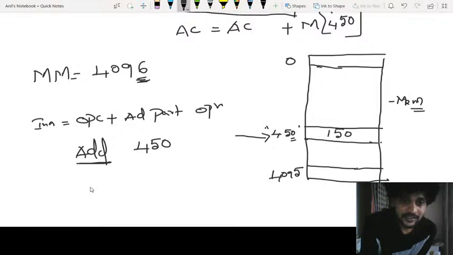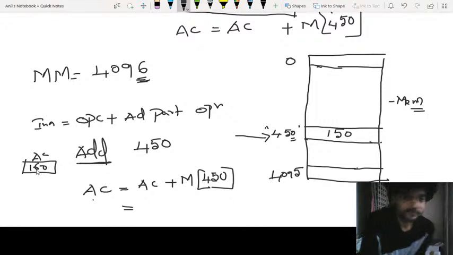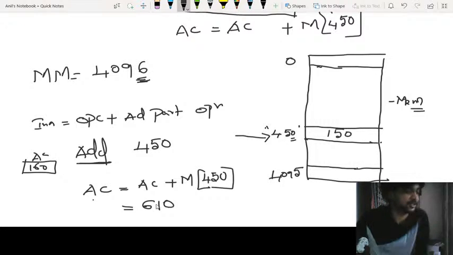As a result, accumulator is equal to accumulator plus memory of the address part of the operand, that is 450. Let us say there is an accumulator register, currently 160. After executing this instruction, accumulator will get updated to 160 plus 450. If I am not wrong, that is equal to 610. Did I make it myself clear, Kirti? Or do you need one more explanation for this?